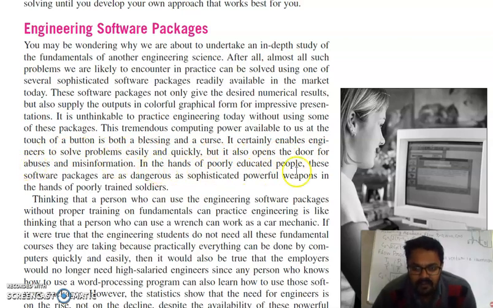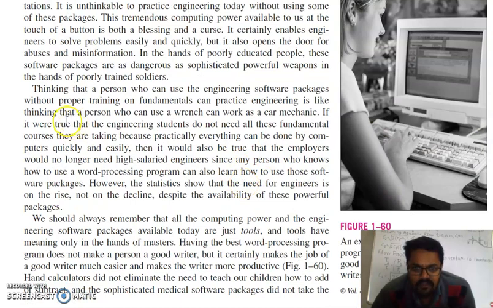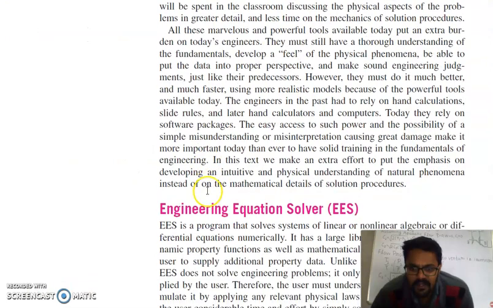In the hands of poorly educated people, these software packages are as dangerous as sophisticated power tools. So you have to use these tools, but before using them you must have the basic knowledge. We should always remember that all computing power and engineering software packages today are just tools, and tools have meaning only in the hands of masters. Having the best word processing program does not make a person a good writer, but it certainly makes the job of a good writer much easier and makes the writer more productive. So we need engineering software, and at the same time we must have in-depth knowledge of the subject.